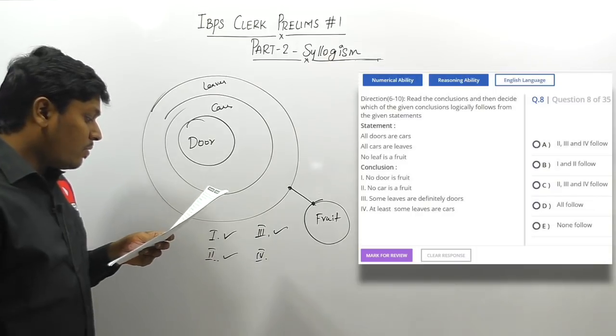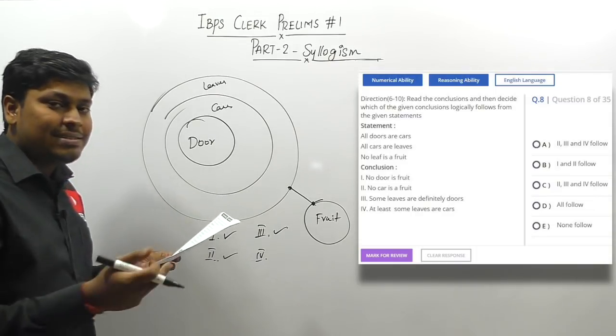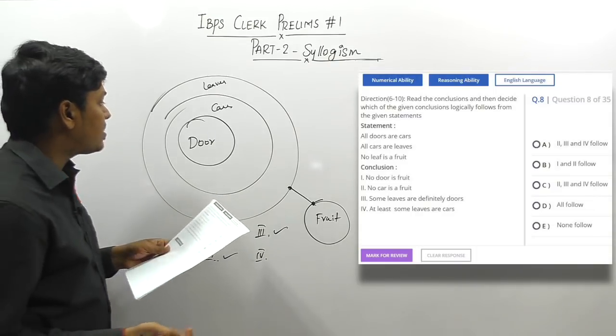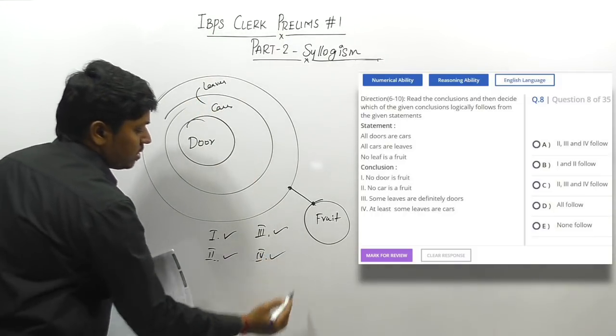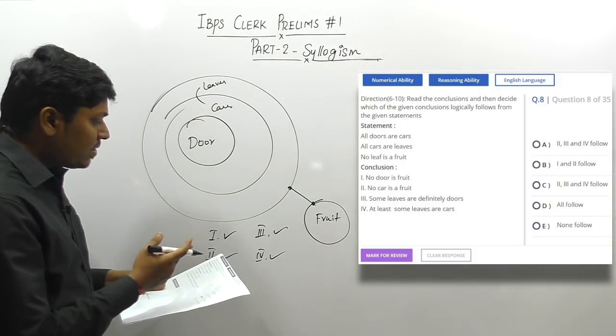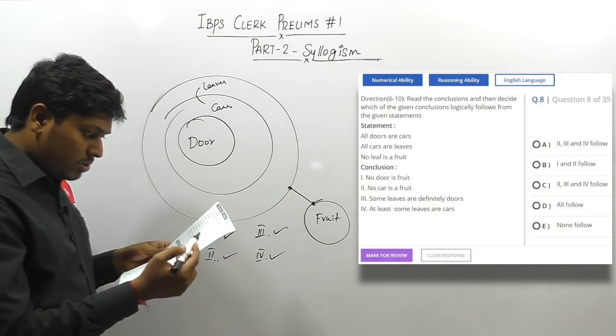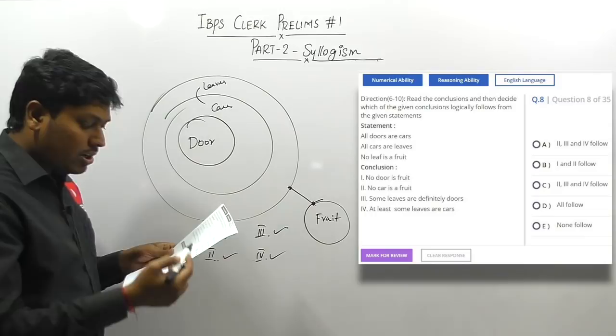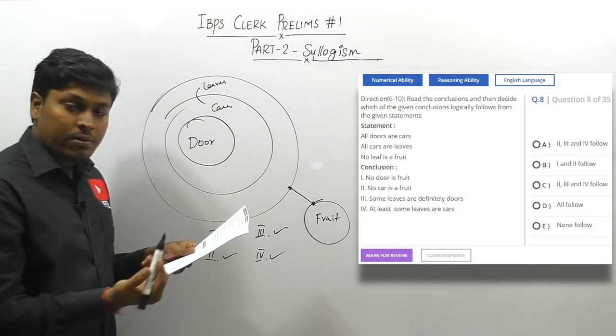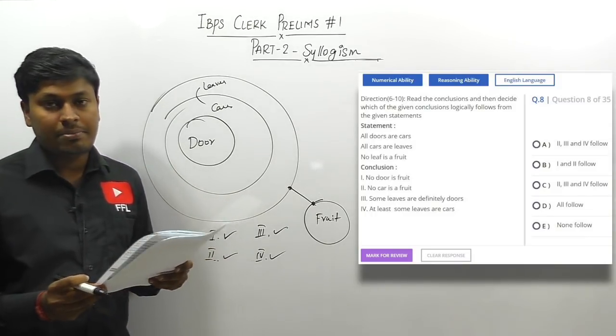Conclusion number 4, at least some leaves are cars. At least some and some are the same. Some leaves are cars is also true. So finally it's an easy syllogism. We got all 4 conclusions true. So look at option number D. Option number D is all follows. So we can say that option number D will be our answer.